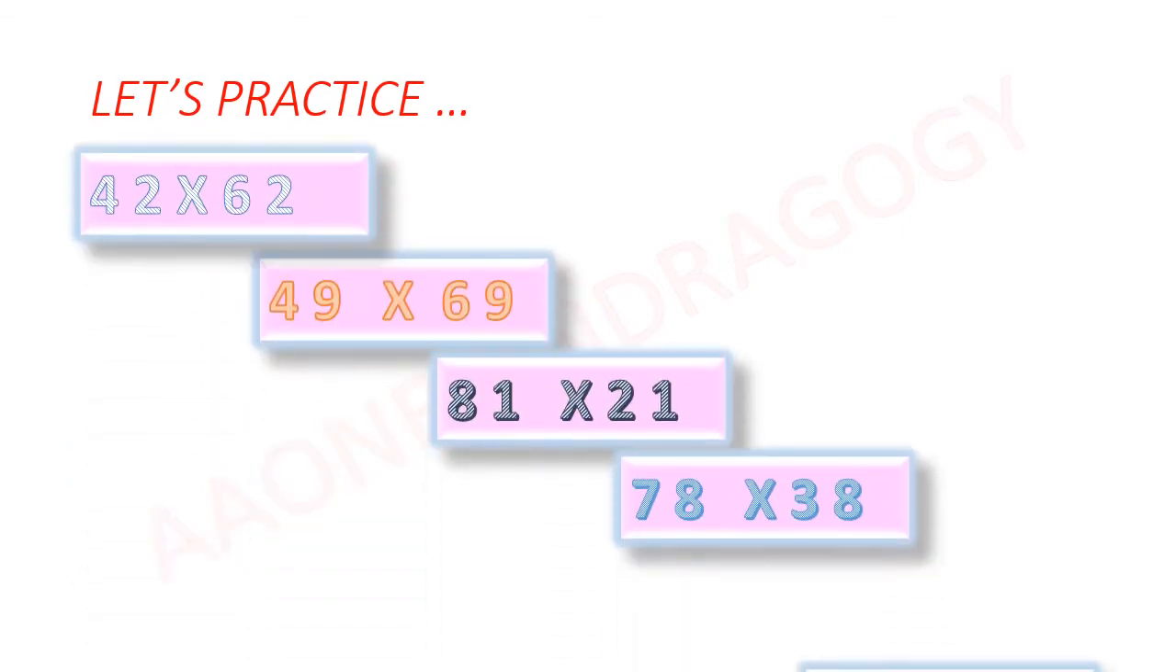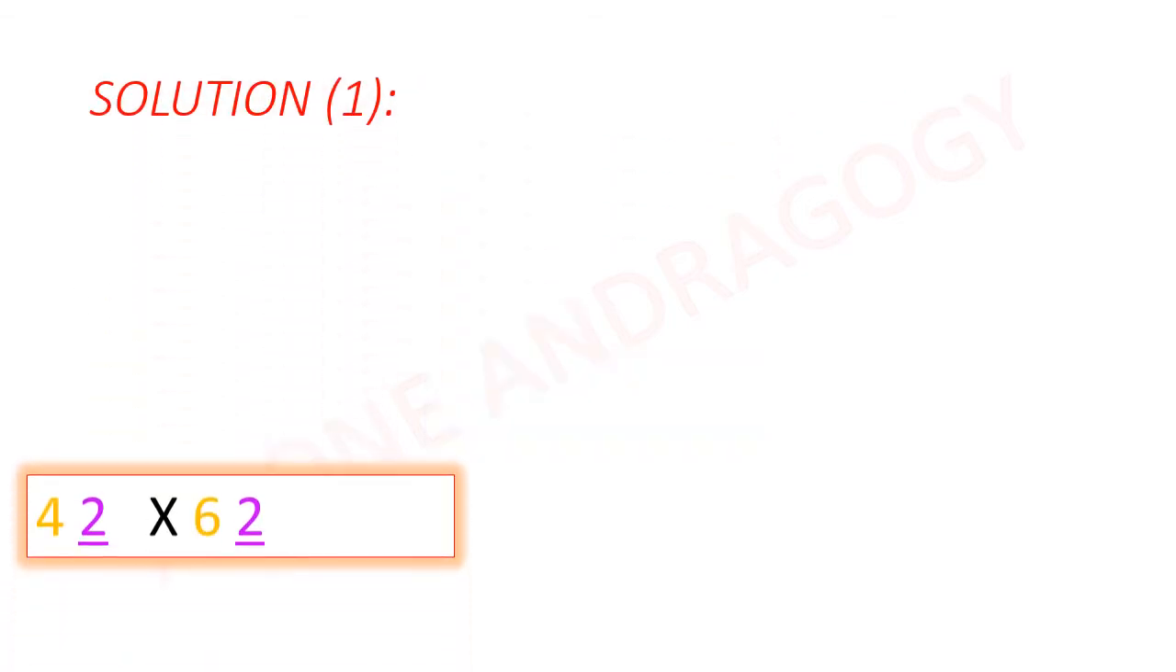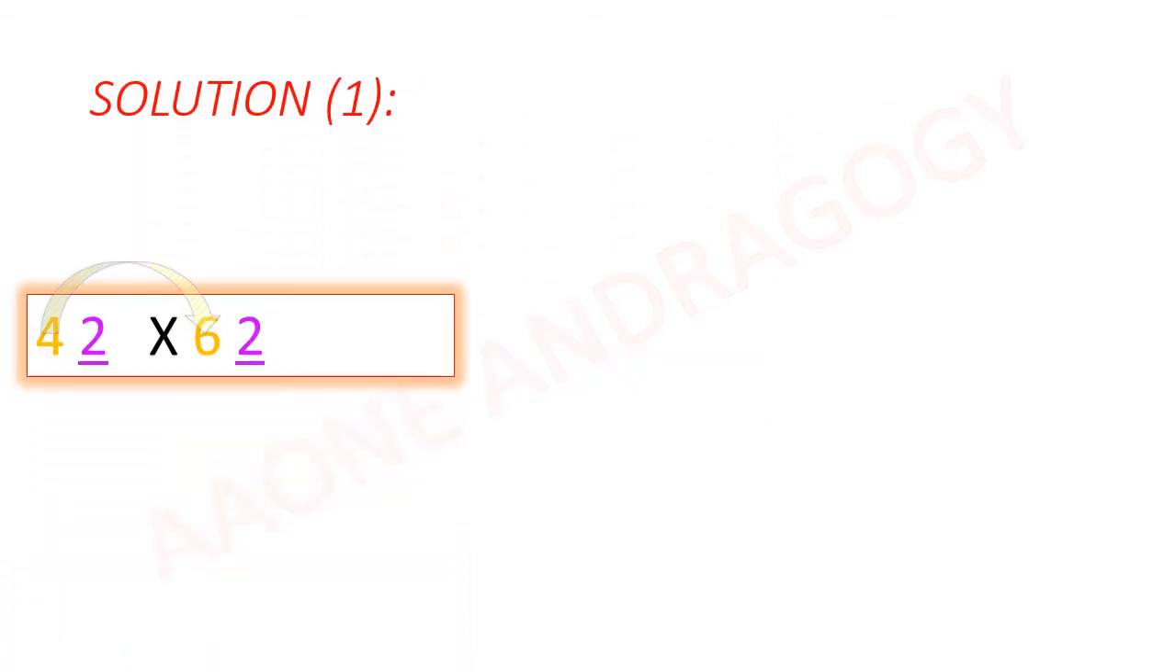Let's practice some of the problems. Solution for the first problem. Take 42 into 62. Here 4 plus 6 is 10. And look at the units digit. They are the same, that is 2.